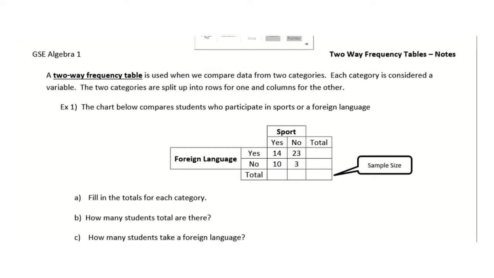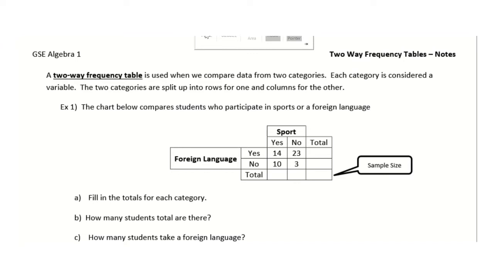A two-way frequency table is used when we compare data from two categories. Each category is considered a variable. The two categories are split up into rows for one and columns for the other. Example 1. The chart below compares students who participate in sports or a foreign language.